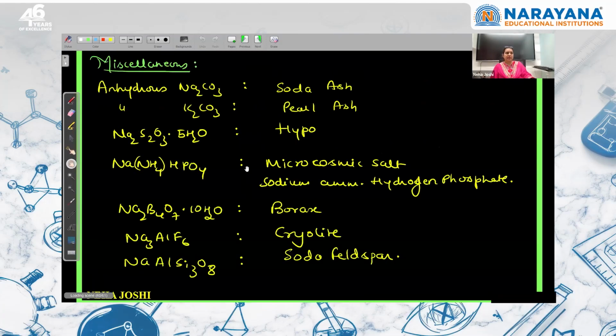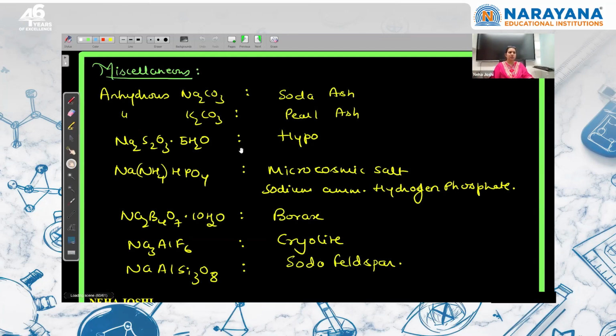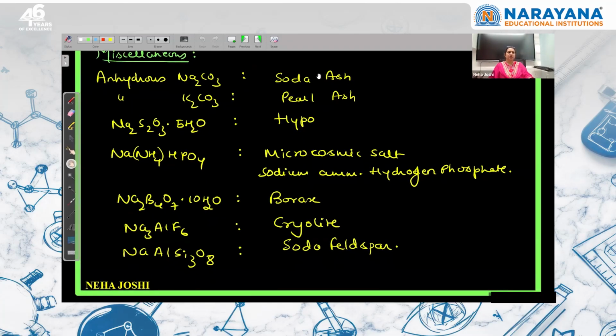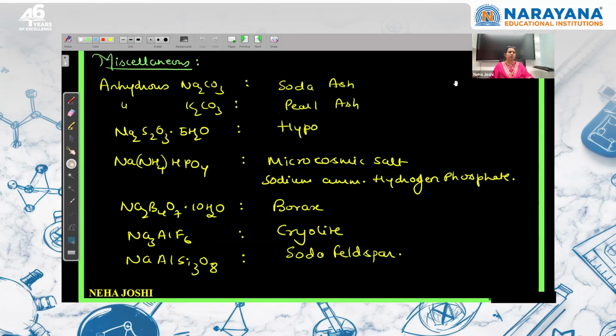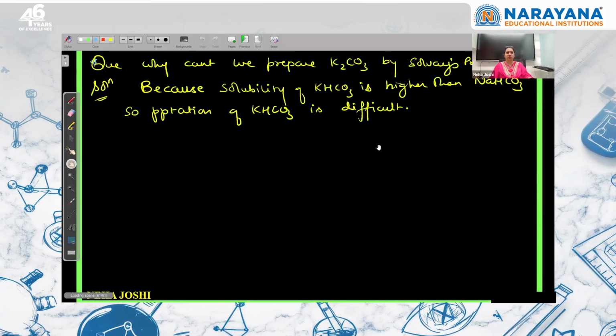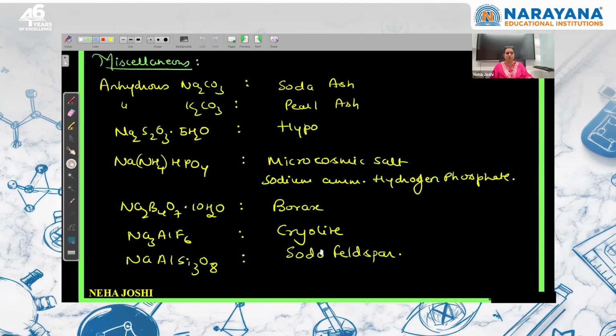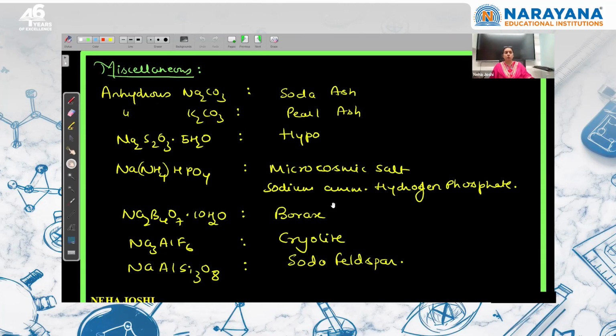Clear? Miscellaneous points, just a few names which might be useful somewhere. So I have just added here. You can go through it. Why can't we prepare K2CO3 by Solvay method? I have already told you that KHCO3 is much more soluble. So you cannot prepare K2CO3 by Solvay method.